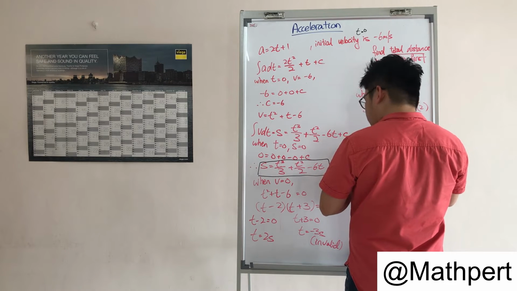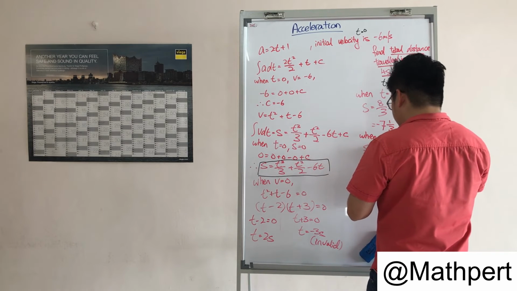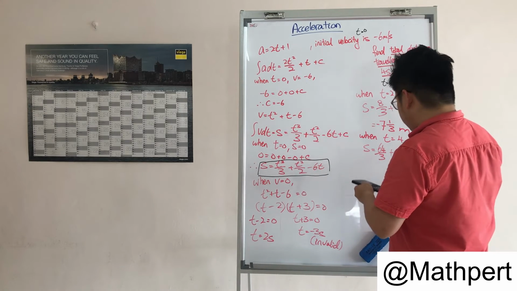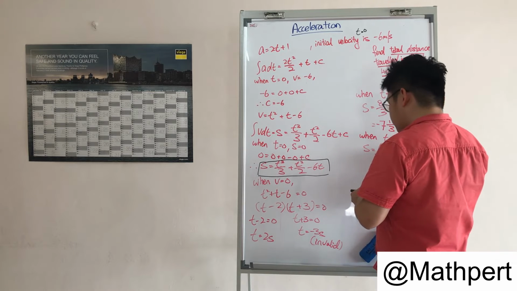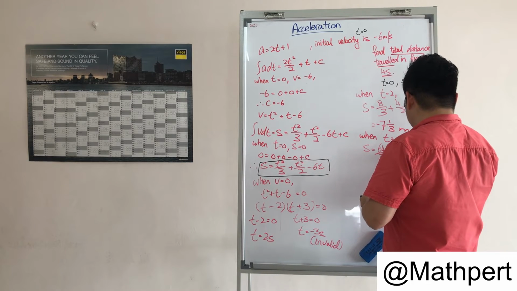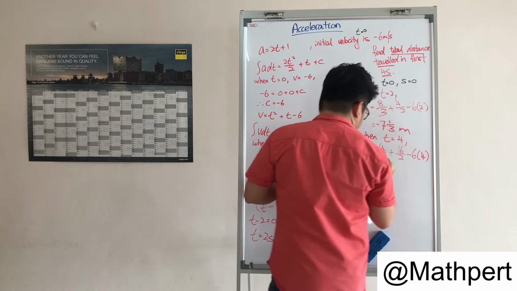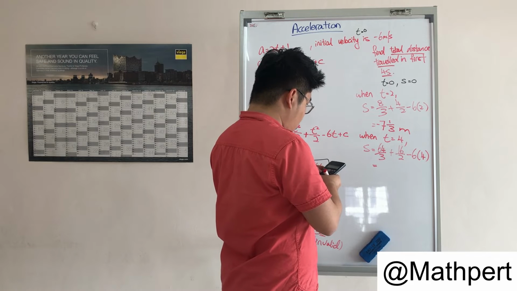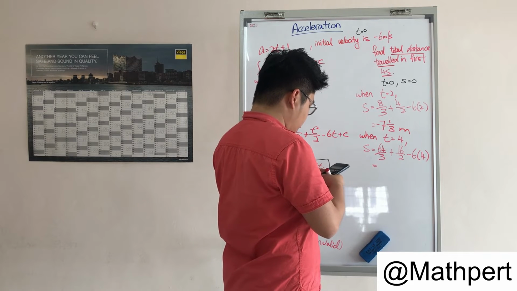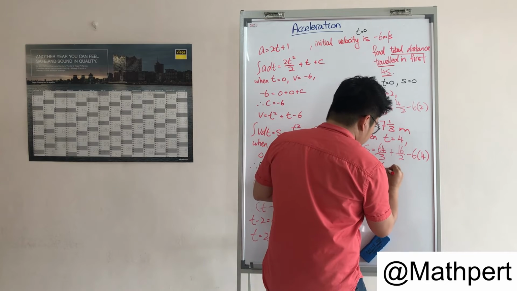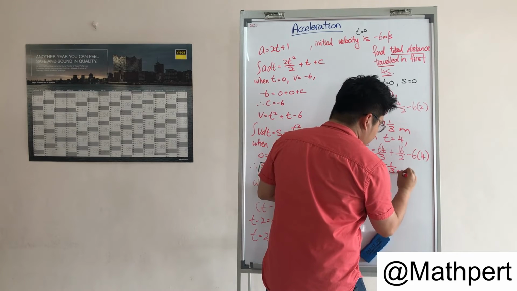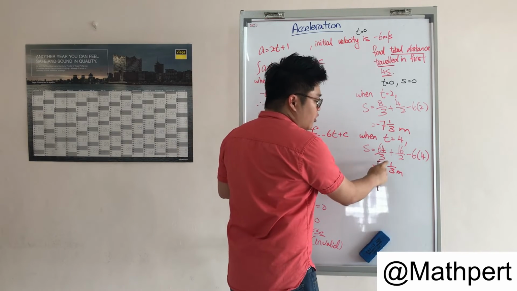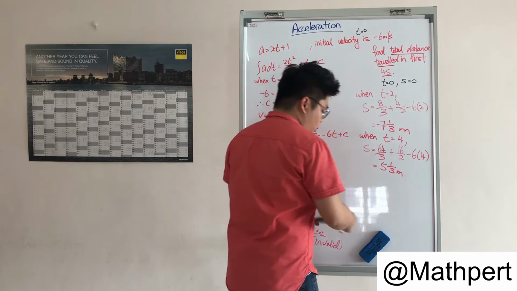64 over 3 plus, substitute 4 into t squared, we get 16 over 2 minus 6 multiplied by 4. So what we get here? 64 over 3 plus 16 over 2 minus 24. We get 5 and 1 over 3 meter. So this is a positive number, meaning 5 and 1 over 3 meter to the right of the origin.